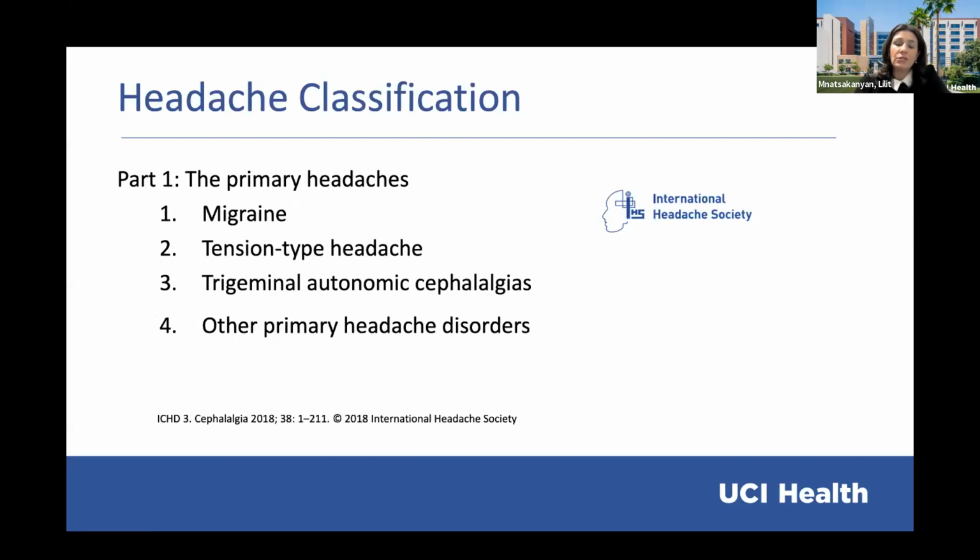Moving on to the classification, we have 4 groups of primary headache types. Migraine being the most common, as discussed, along with tension-type headaches. Then there's a group of disorders called trigeminal autonomic cephalalgias, and a number of headache disorders that are, for example, cough or exercise-induced headaches. In the interest of time, I won't be discussing the trigeminal autonomic cephalalgias and other primary headache disorders much today.